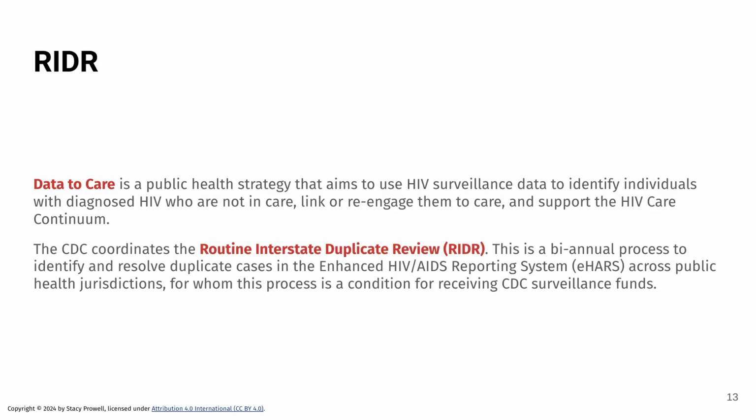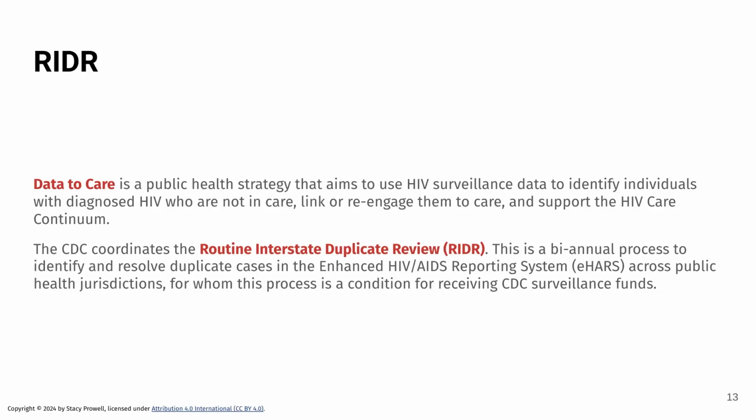Maybe you show up in Maryland's database and you show up in DC's database, and you don't even show up in Virginia's database. Or maybe you don't show up in Maryland's, but you do show up in Virginia. So Maryland doesn't even know that you're living there and you have this issue. So we need a system to correct that, and that's what we do with the RIDR process.